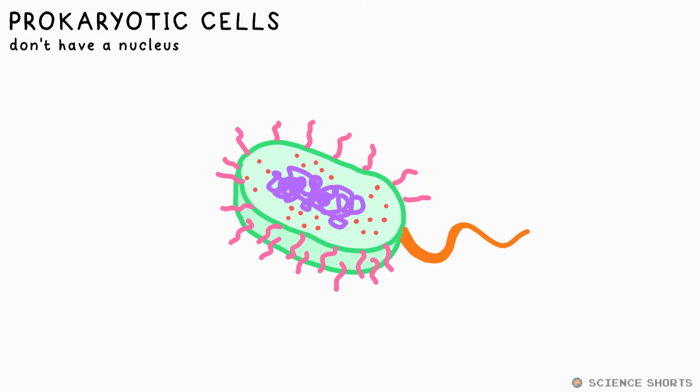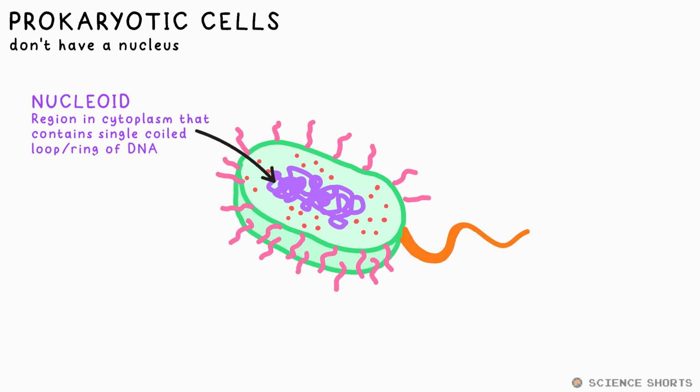Prokaryotic cells, such as bacteria, are different. They still have ribosomes, though. For starters, they don't have a nucleus. Instead, DNA is found in the cytoplasm, in a region called the nucleoid. The DNA is short and circular. It can also be found in a plasmid, a ring of DNA.